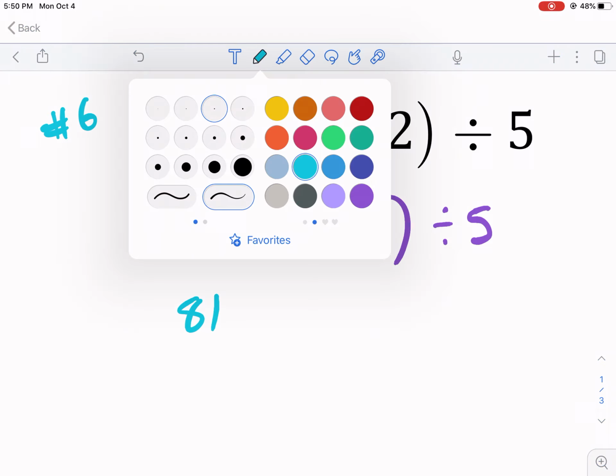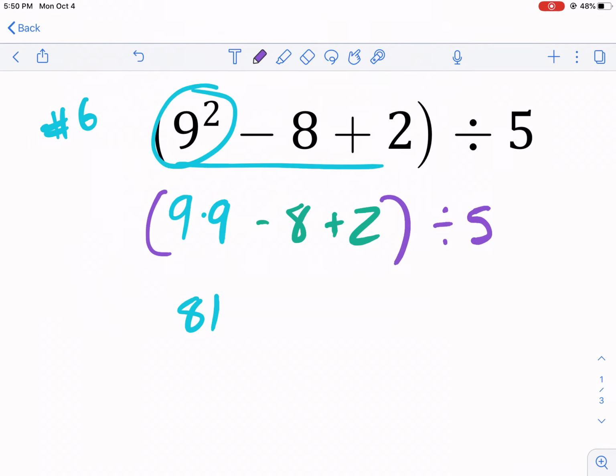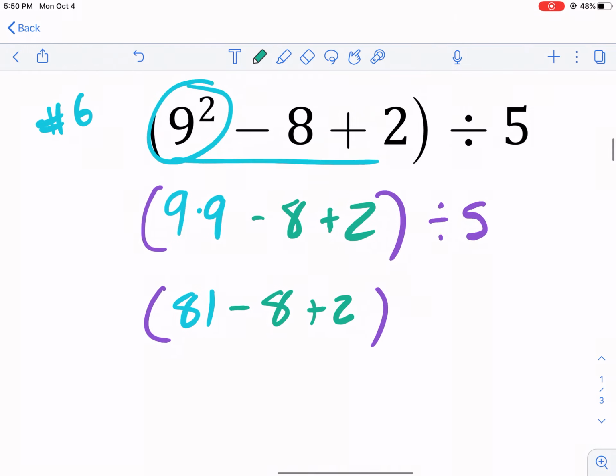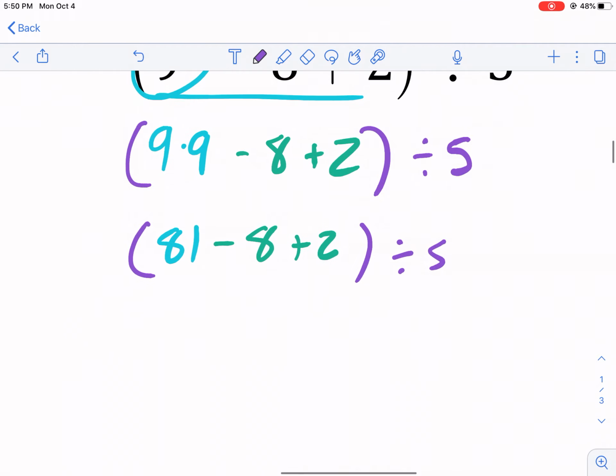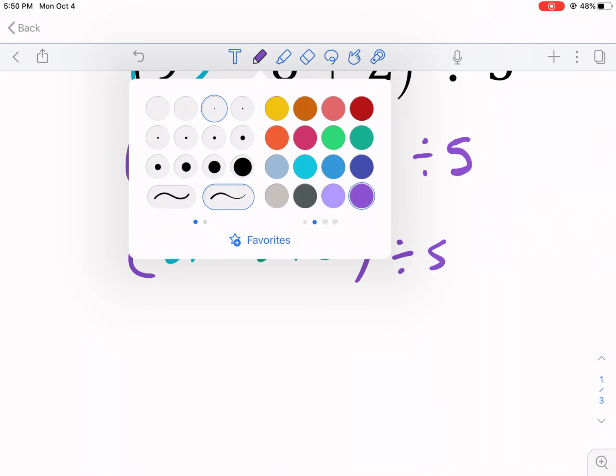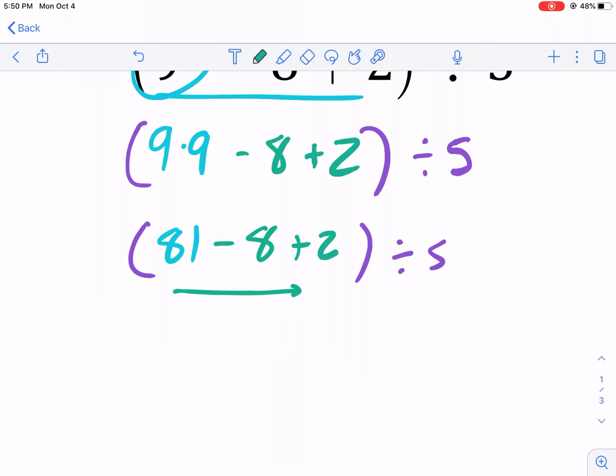All right, so now we have 81. 9 times 9 is 81. Hopefully you guys are practicing your multiplication facts. I'm going to keep the parentheses because I'm not done. I haven't finished all the operations inside the parentheses. And then, of course, we have divide by 5 at the end. Okay, let's handle this inside the parentheses. Now that it's just addition and subtraction, I'm going to go left to right.